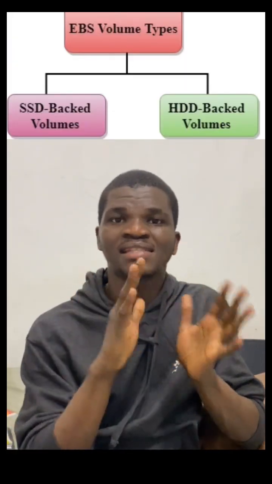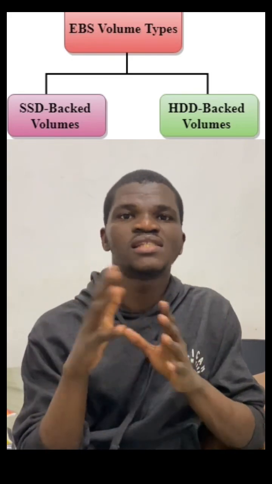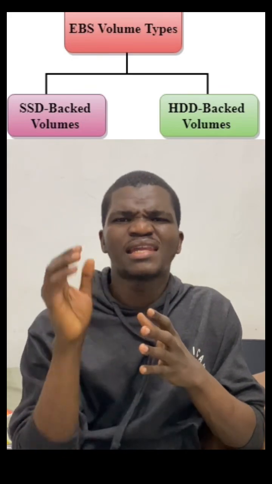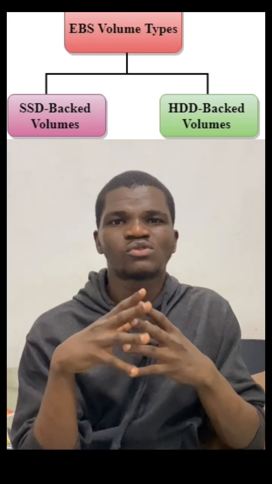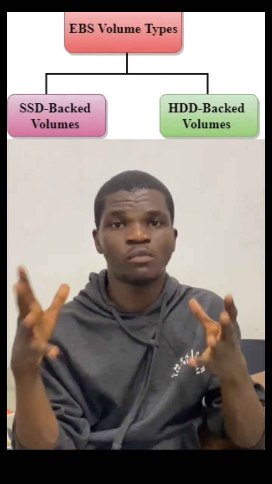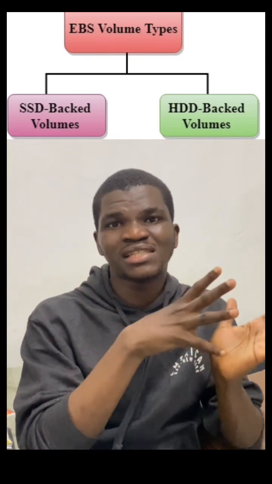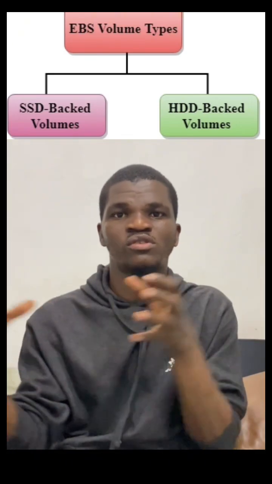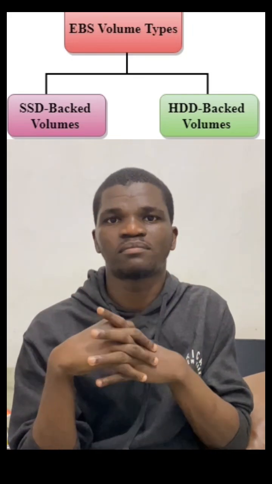Now the second category of EBS volume, after SSD-backed volume, which is mostly used for high frequency, is HDD-backed volume. This one is mostly used for fast transactional workload. They are used when the workload is quite heavy, when a large amount of data is to be transferred or moved within the application or within the system.